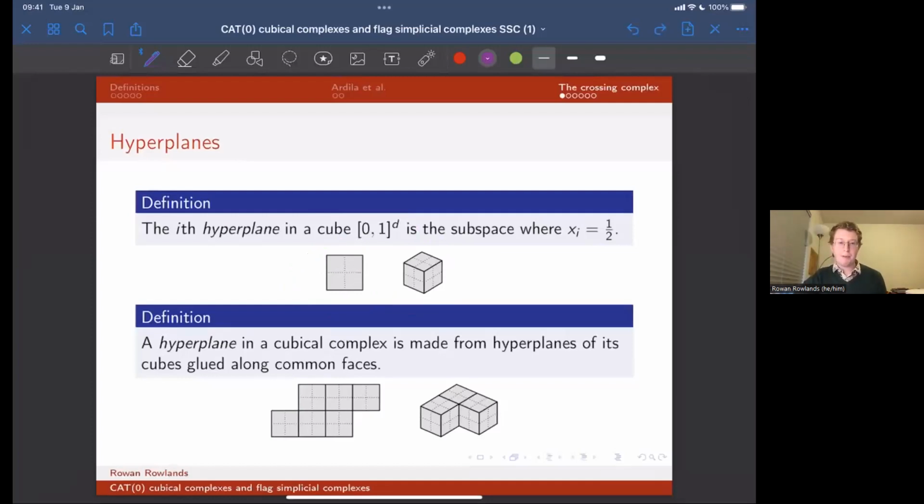Okay, those are hyperplanes in a cube, but for hyperplanes in a cubical complex, you just take the hyperplanes of the individual cubes and then glue them together where they join along a common face. So for example, in this cubical complex on the left, here is one of the hyperplanes, this horizontal line here, or there's a vertical hyperplane here. There are, I think, 6 hyperplanes in total in this cubical complex. For the one on the right, there's a hyperplane that crosses through it like that, or there's one that's a horizontal slice that goes through like that. I think that one has 5 hyperplanes. Okay, so those are hyperplanes in a cubical complex.